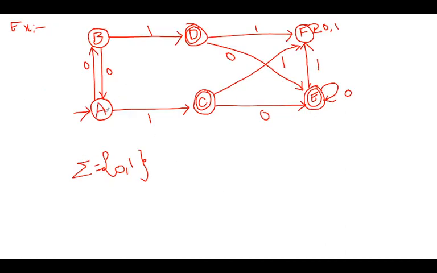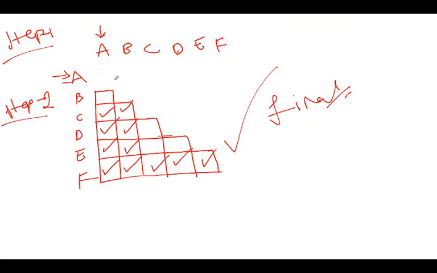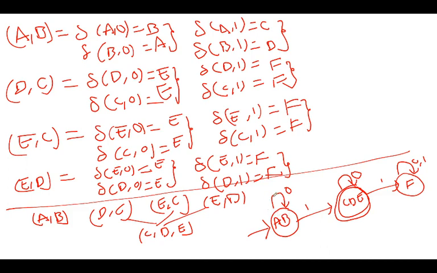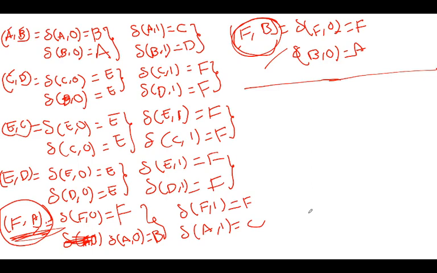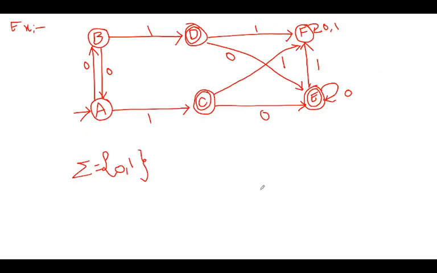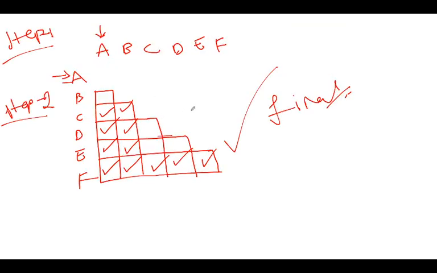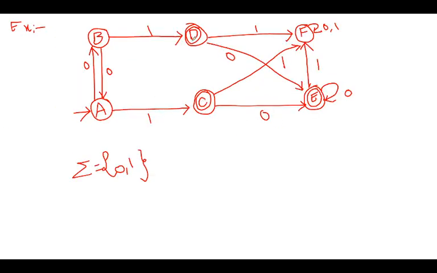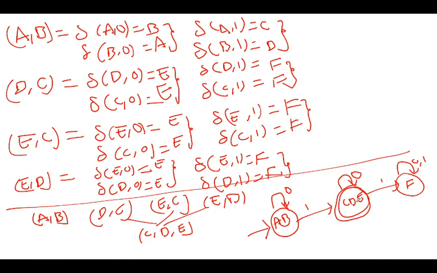A on taking input 0 goes to B only, B on taking input 0 goes to A only. Here both A and B are the only path. So AB on taking 0 goes to AB only. Now AB on 1 goes to C, D, E. A or B on taking input 1 goes to C, D only, so I wrote C, D only.